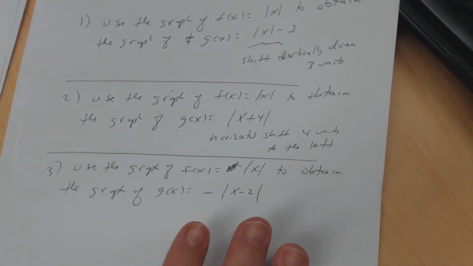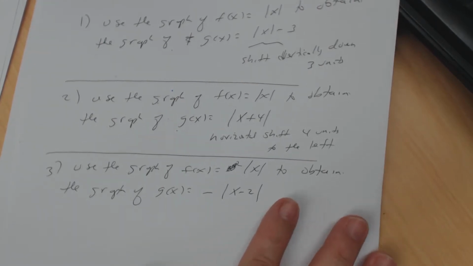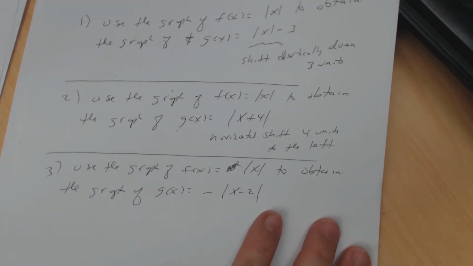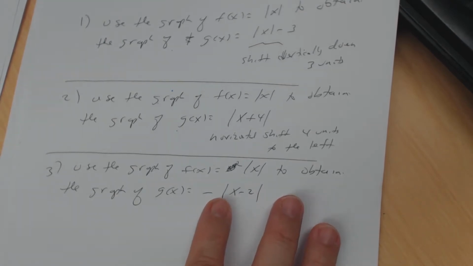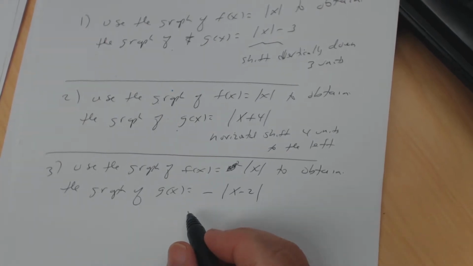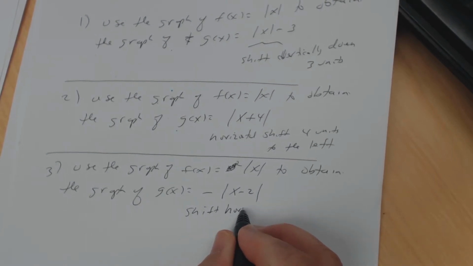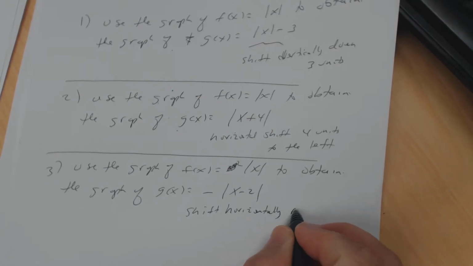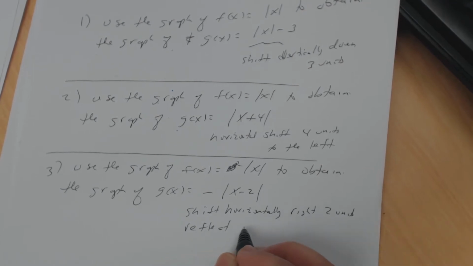Notice I'm going to have two transformations here. I'm going to have a reflection and a horizontal shift. There's no vertical shift. But remember the order. The order you're going to have to do this in will be the horizontal shift first, and then the reflection about the x-axis. So we're going to shift horizontally to the right 2 units, and then reflect about the x-axis.